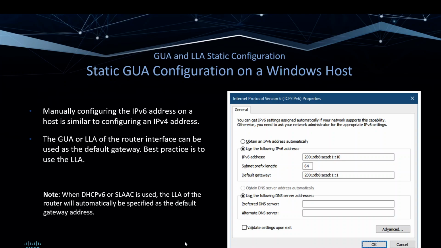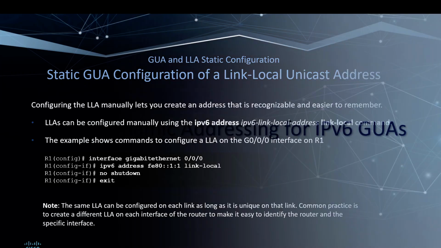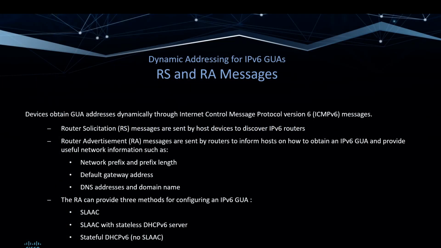Let's move forward here. So we configured the link-local and dynamic addressing for IPv6. Those are the ones I want to talk about a little bit. We have three options for a host or network device to get an IPv6 address. The information regarding IPv6 includes the prefix and prefix length, default gateway address, DNS address, and domain name.